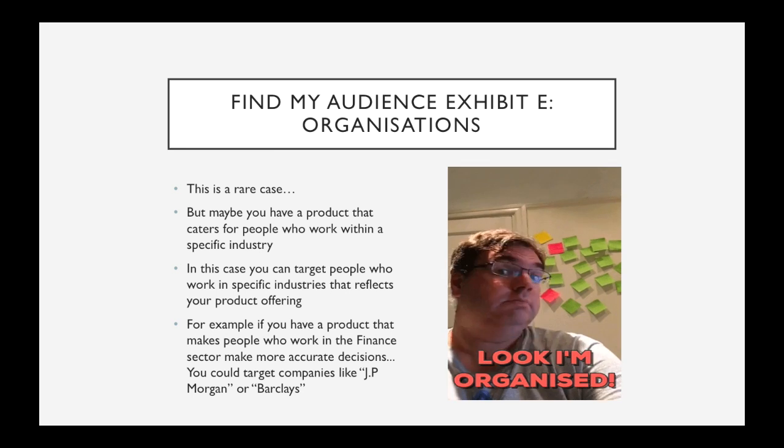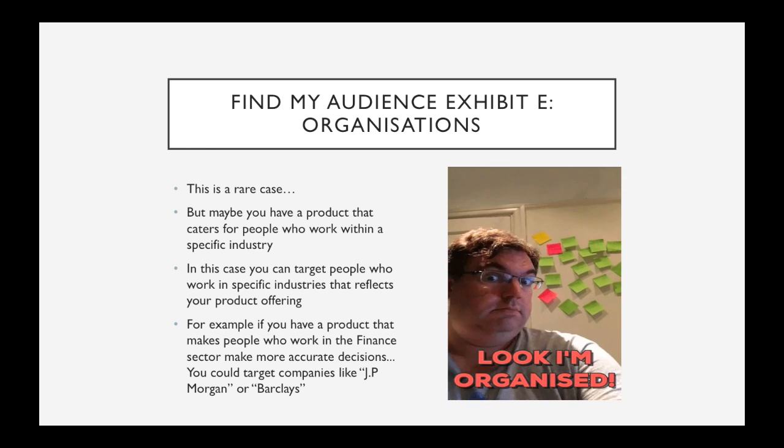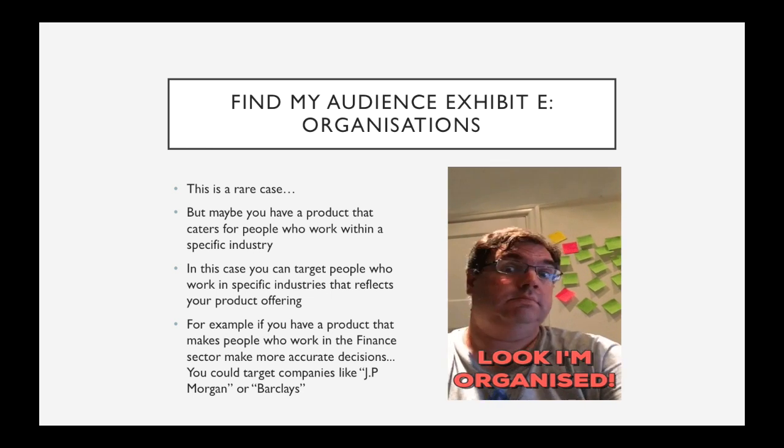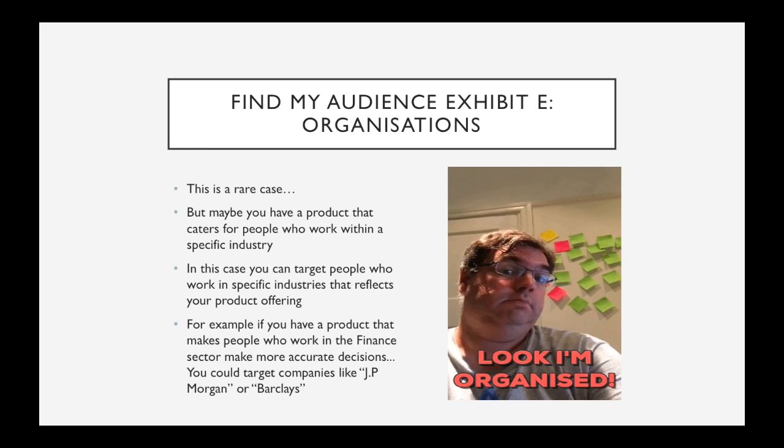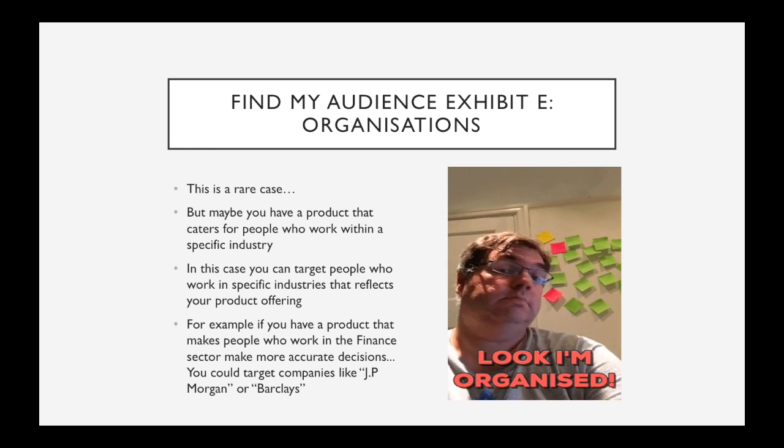The next element is organizations. This is a rare case, but maybe you have a product that caters for people who work within a specific industry. In this case, you can target people who work in specific industries that reflect your product offering. For example, if you have a product that makes people who work in the finance sector make more accurate decisions, you could target companies like JP Morgan or Barclays.